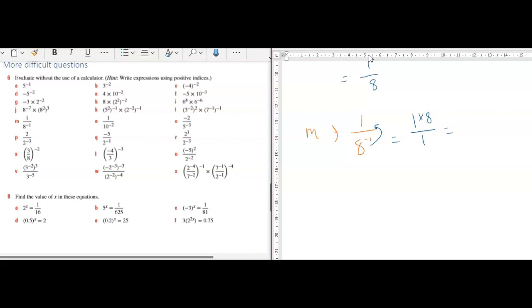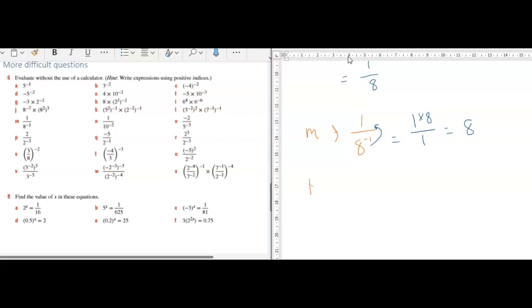Now, we don't tend to write 1 times 8, we just write 8, and we don't tend to write divided by 1. So your answer is just 8. So 1 over 8 to the negative 1 just becomes 8. And we did something similar at the start of this video, but I used x, so I proved why that was.